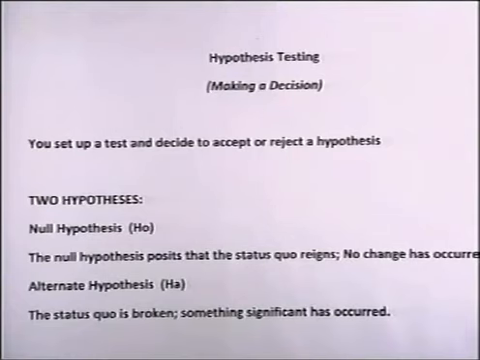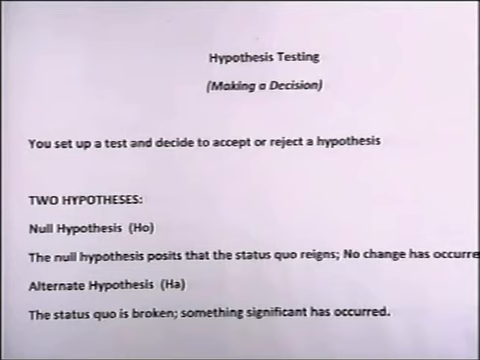What we're going to do is set up a test and decide to accept or reject the hypothesis. Okay, that's nice fancy talk. What does it mean? You draw a picture. You draw a picture of a normal thing, and you set up your test. If you fall inside the confidence interval, then you say that nothing happened. If you fall outside the confidence interval, then you say something significant happened.